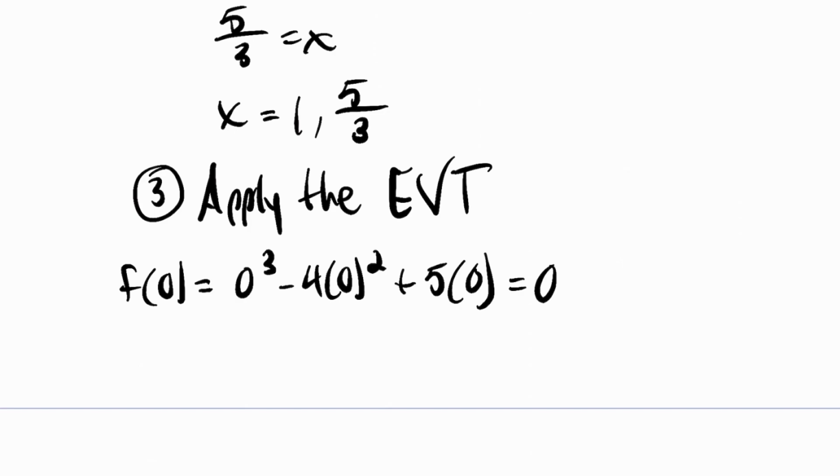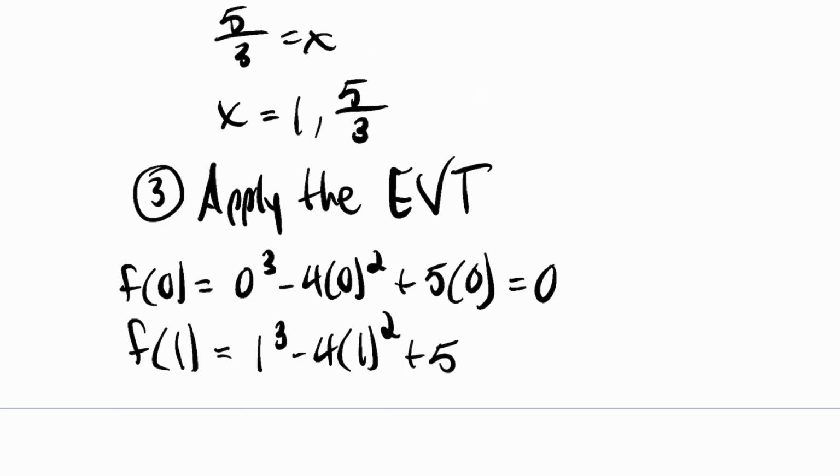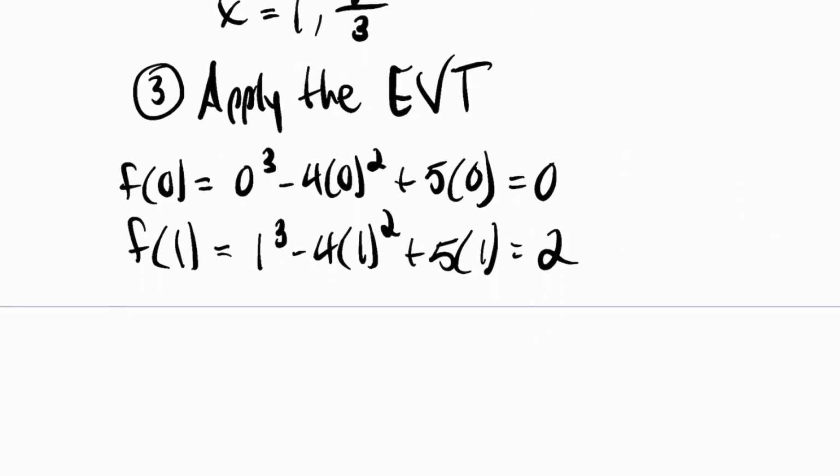Okay, so now f of 1, which won't be very hard, this is 1 cubed minus 4 times 1 squared plus 5 times 1, right? So that totals up to 2, I believe. I'm sorry, 1 minus 4 plus 5, which is 2. Okay. So now I can do f of 5 over 3.